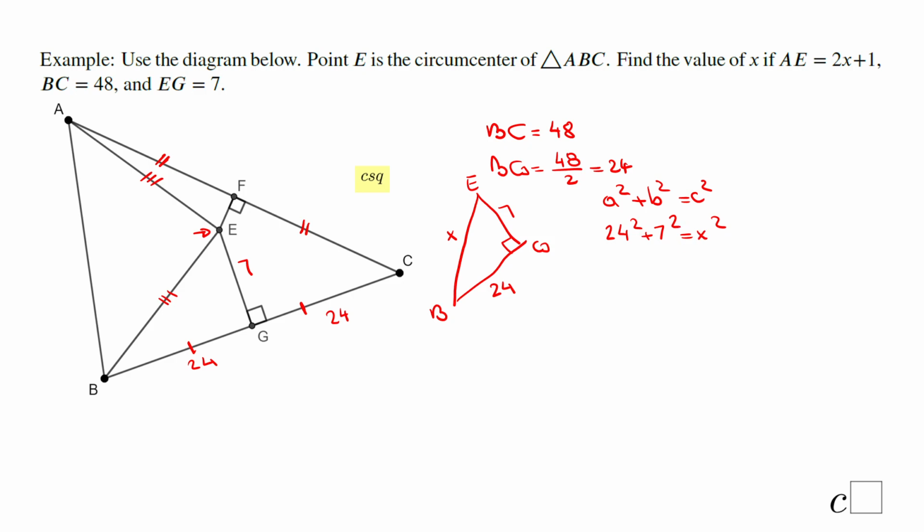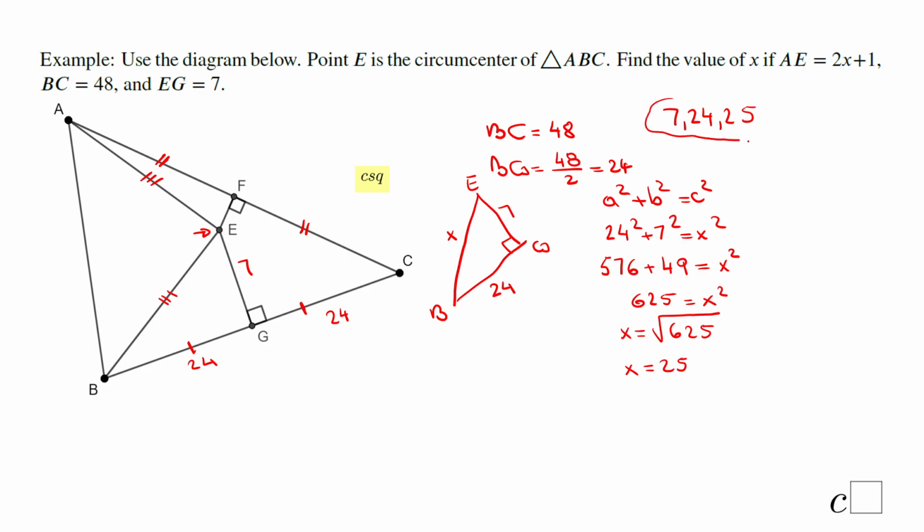So 24 squared is 576. 7 squared is 49 equals x squared. 576 plus 49, that will be 625 equals x squared. So x will be square root of 625, which will be just 25. In fact, it's good if you remember this Pythagorean triple, 7, 24, and 25. That is a good one to remember sometime, like in this case. So this x is nothing else than segment BE. Okay, so we did find the value of x which were asked.